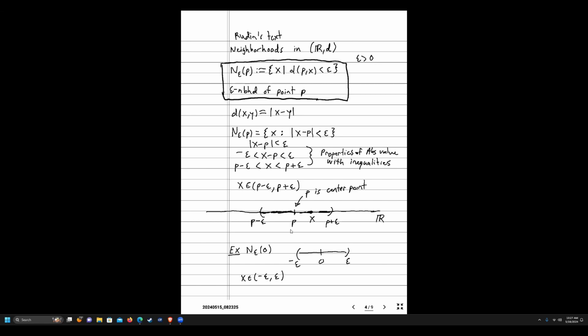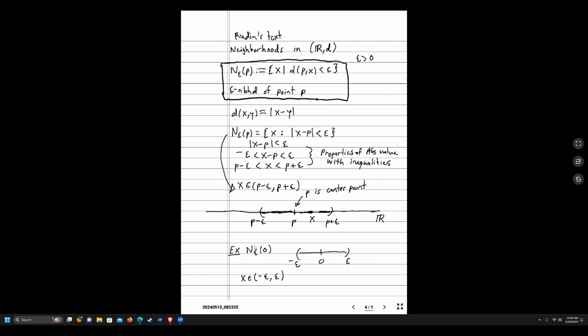And a lot of the times I'll write the word point as PT. All right, so that's just some terminology. This is what an epsilon neighborhood is in terms of the distance metric d. And then if we're using absolute value, the epsilon neighborhood is this, which can be translated into this open interval.